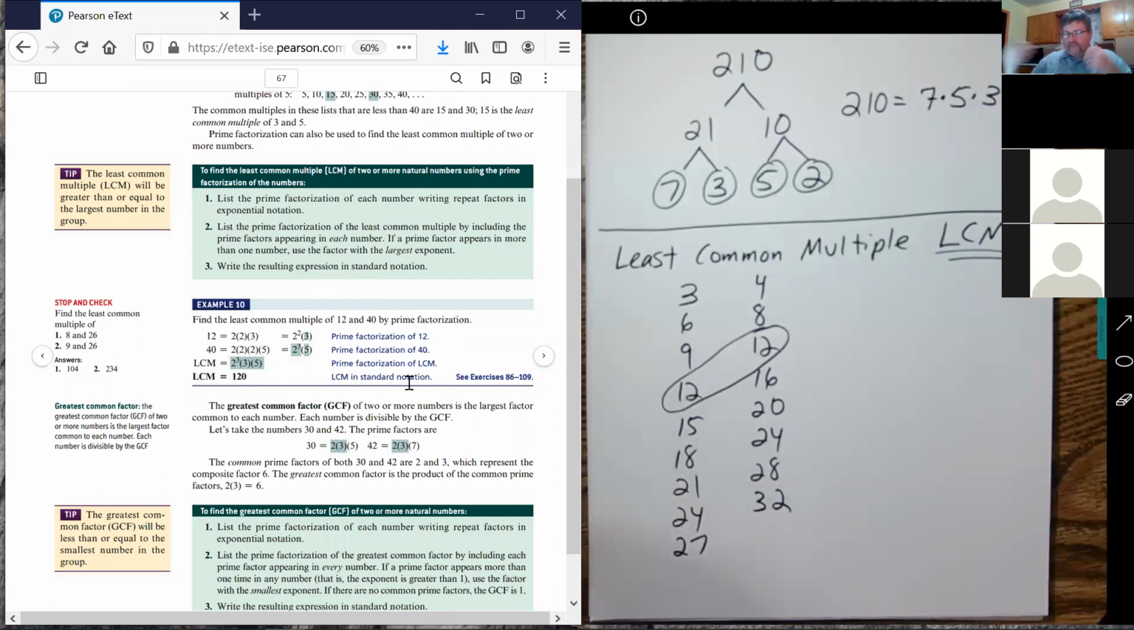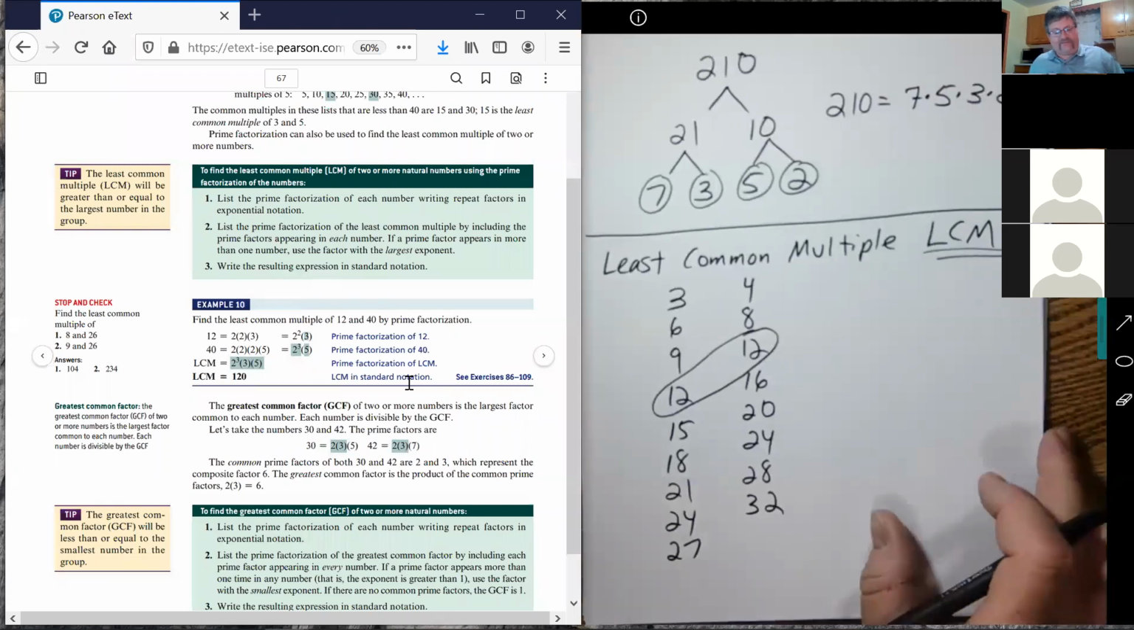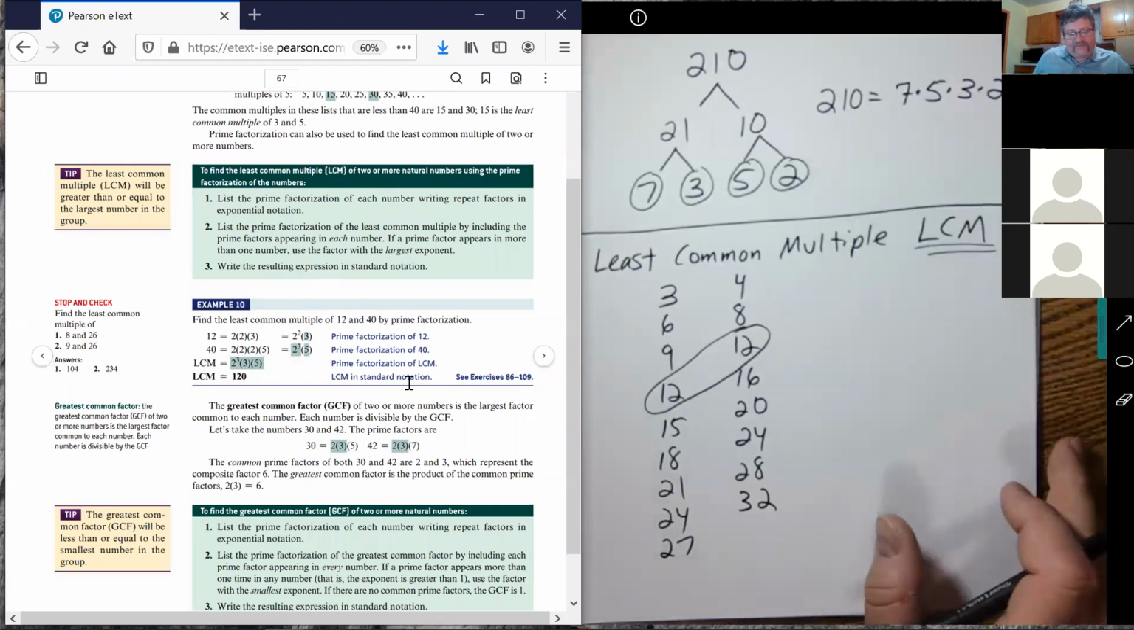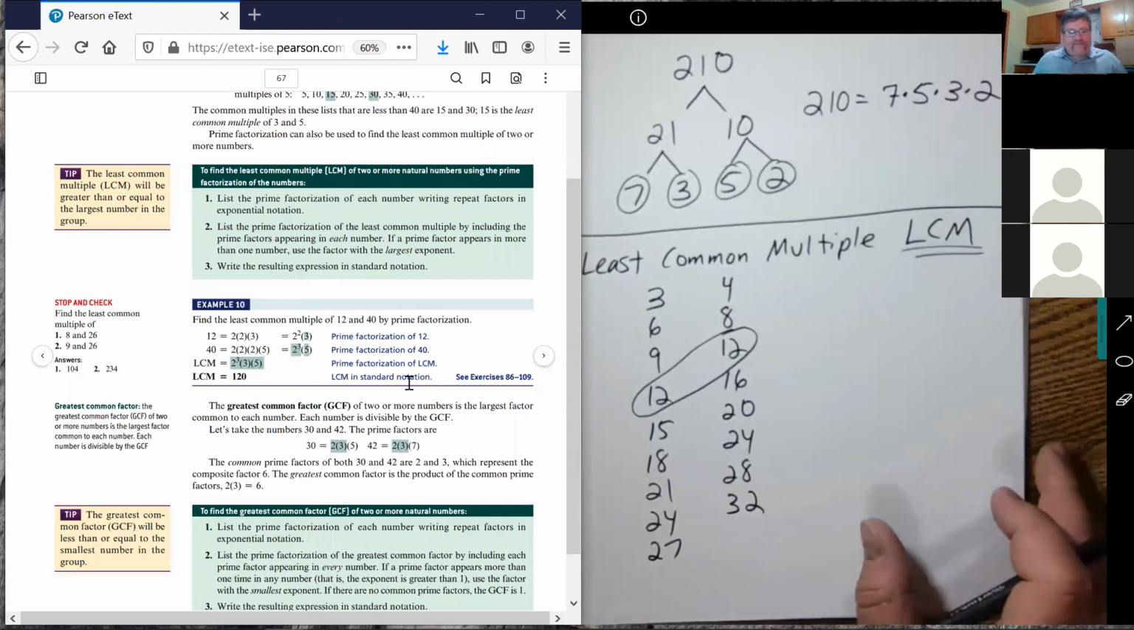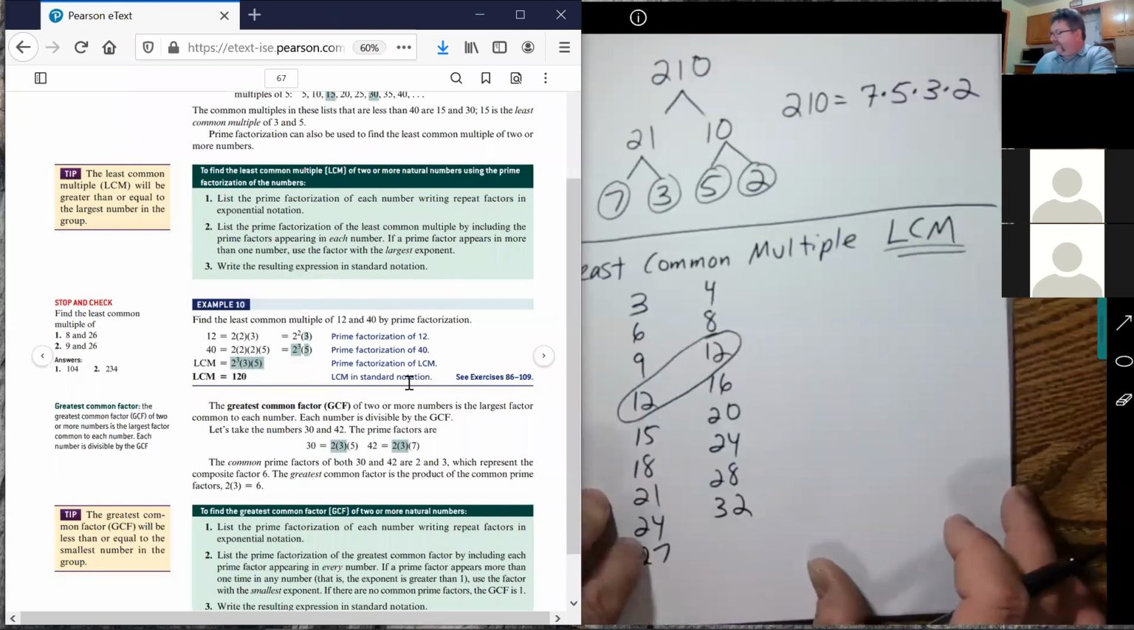So everybody's going to be represented. Every number we write as part of these factors, it's going to be part of our least common multiple. But then if we have a number that has a repeated factor, so if we have an exponent, we're going to use the one with the largest exponent. So what does that mean? Let's just do it. Example set 10 says we're going to find the least common multiple of 12 and 40.